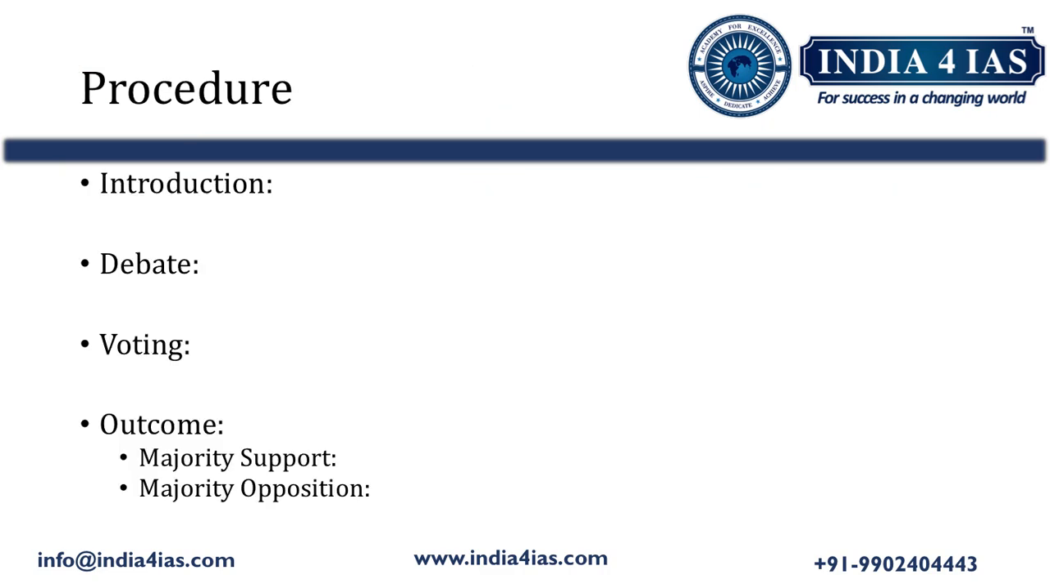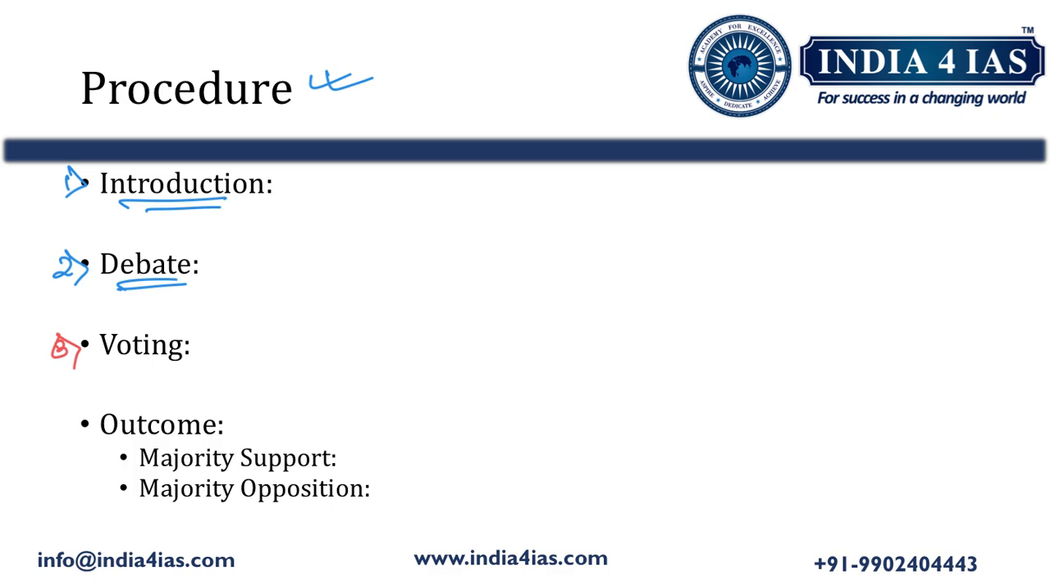Now we will briefly look into the procedure of the trust vote in the state legislative assembly. The first one is introduction of the trust vote. A member of the assembly moves a motion for a trust vote. This motion can be introduced by either the chief minister or any other member of the house. After the introduction, the motion is debated in the assembly, where the members discuss the performance and policies of the government. After the debate, the voting is conducted and members can vote in favor or against the motion.